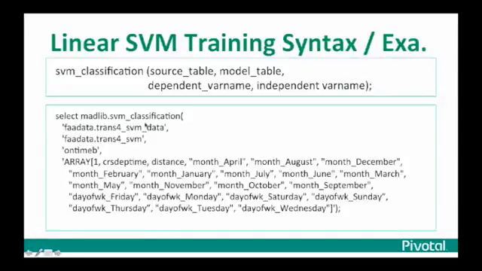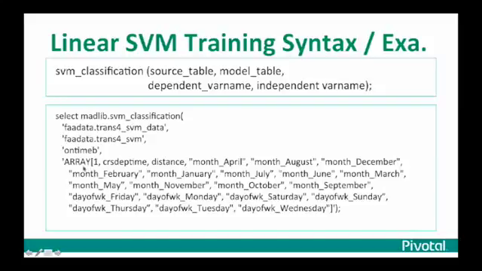So the first argument passed to the SVM classification function is the source table. This is a table that contains training data. Then you specify the name of the model table. This is the name of the table to be created to hold the SVM model. We will take a look at the contents of the model table on the next slide. The next argument provided is the name of the column that holds the known labels for the dependent variables. And the last argument provided is the independent variable list. These are the variables that support predictions made.